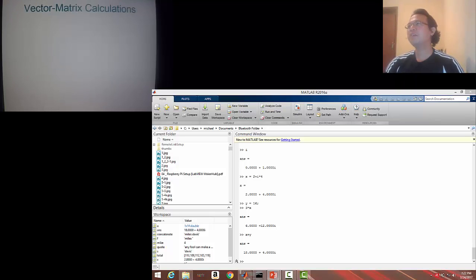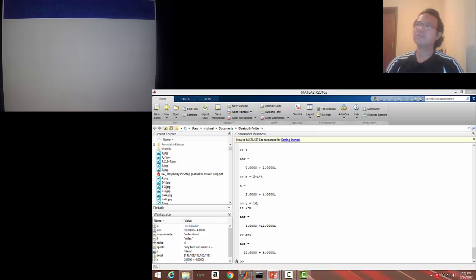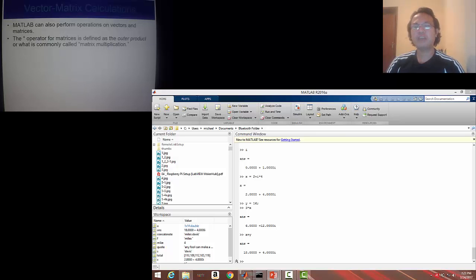Vector and matrix calculations. MATLAB can also perform operations on vectors and matrices, so I will show you how. Really, I want you to understand this one, but this is needed in future chapters when we talk about linear systems of equations. But for now, we will talk about this. If you multiply a matrix, what will happen? There is what we call matrix multiplication, and it's somewhat different from a normal multiplication, actually.